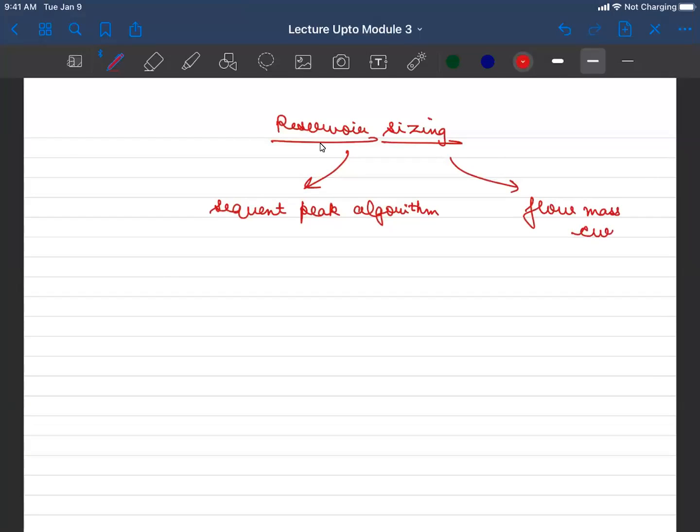So you clearly saw that in the flow mass curve, we were looking at some cumulative inflows and then using a constant demand line. Wherever the distance was maximum, we were saying this is the capacity we need for a particular reservoir. However, in the sequent peak algorithm, we were using some tables.